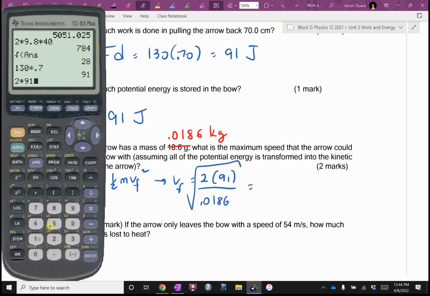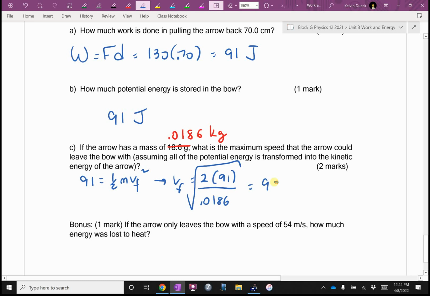2 times 91 divided by 0.0186, square root of that. And I get 98.9, which again seems to me fairly reasonable, especially if it's a good compound bow. An arrow taking about 1 second to travel a football field, yeah, it would be a streak, but I could kind of follow it with my eyes, and that's my experience when I've seen arrows shot either in real life or on TV. They're not bullet fast where you don't see anything, but they're not like throwing a baseball fast where you can clearly follow it with your eyes. They're somewhere in the middle.